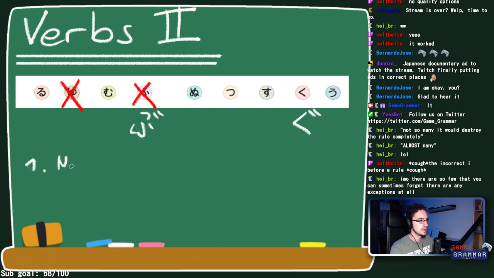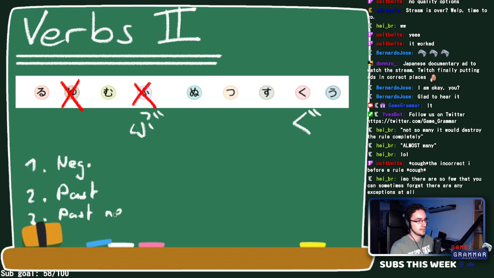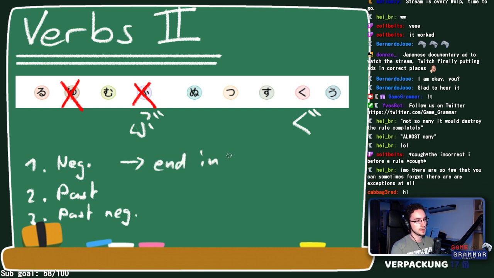Number one will be negative. Then two, we're going to look at the past tense, and then three is past negative, which isn't as big of an issue at that point, because past negative, if you remember, is the same as always. You have something that ends in nai. So we can already draw some conclusions. This will end in nai. All negative verbs in Japanese will end in nai, in some form.